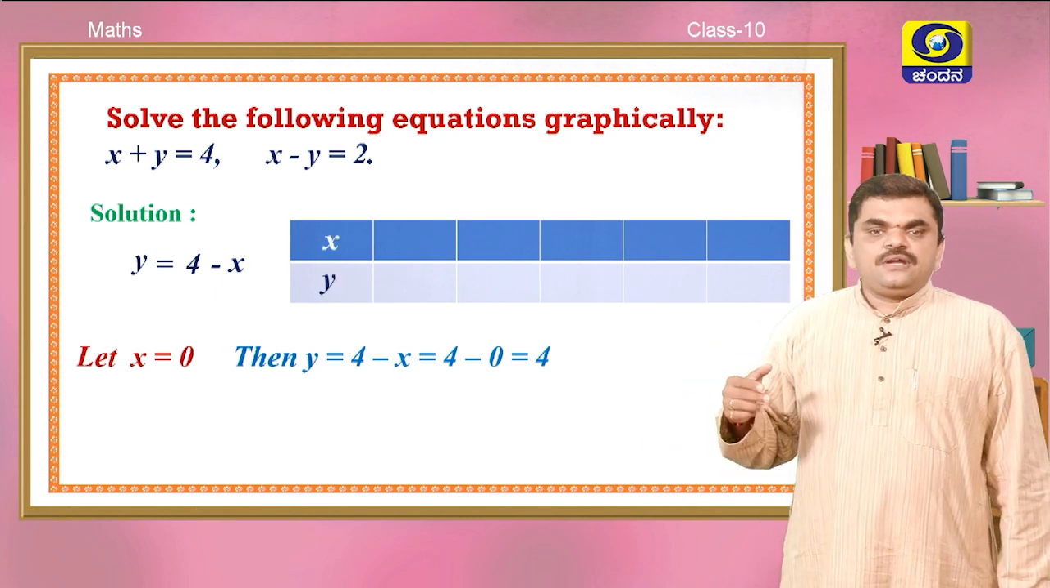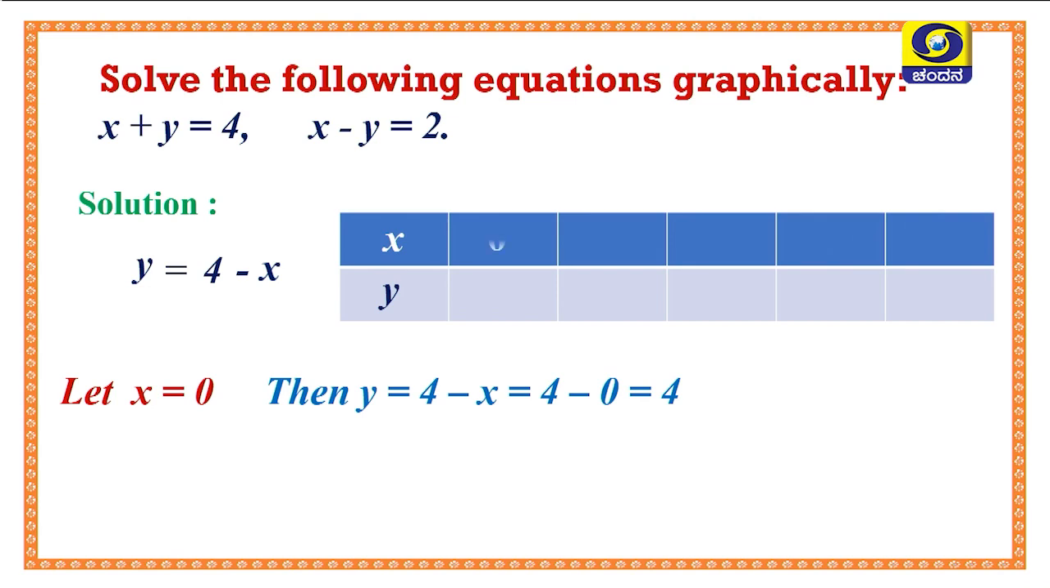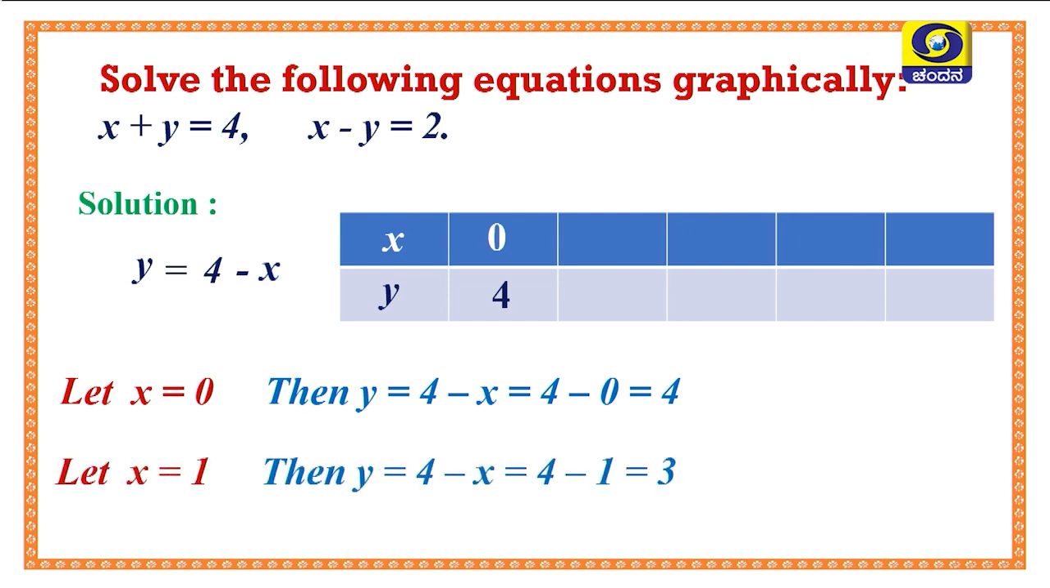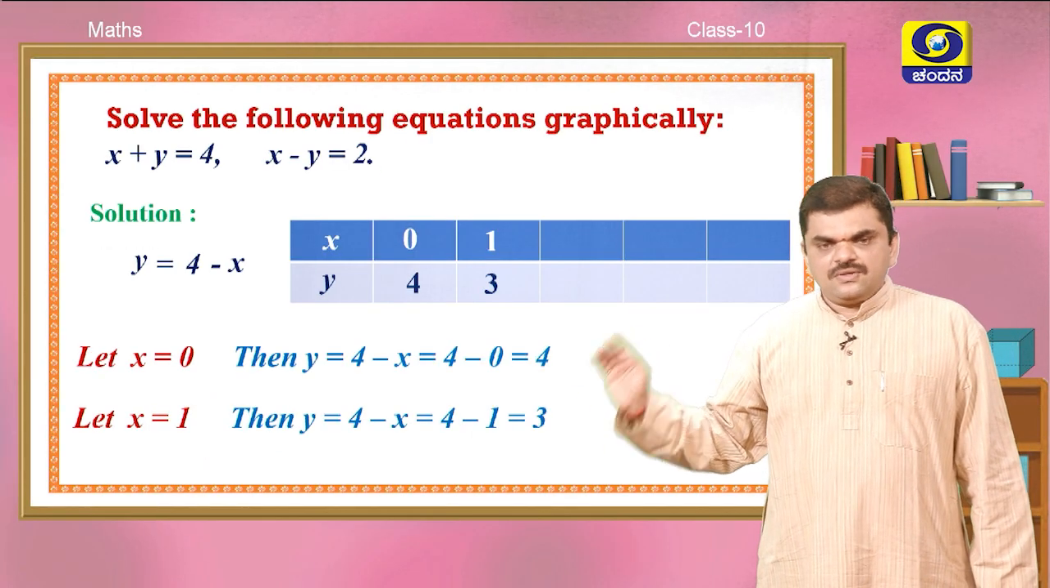Write this in tabular form. Write the value of x, what we have given, x is 0, and y becomes 4. Now, let us give the value of x as 1. Then substitute the value of x in the equation, y is equal to 4 minus x, that is 4 minus 1, that is equal to 3. Again write down, when x becomes 1, y becomes 3.